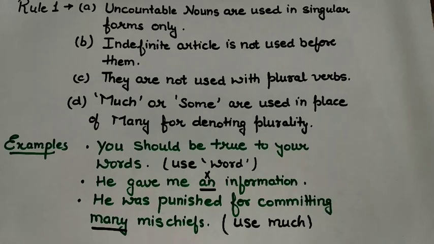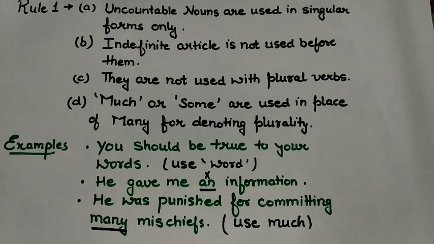Let me revise it once. Uncountable nouns are used in singular forms only. Indefinite article is not used before them. They are not used with plural verbs. Much or some are used in place of many for denoting plurality.